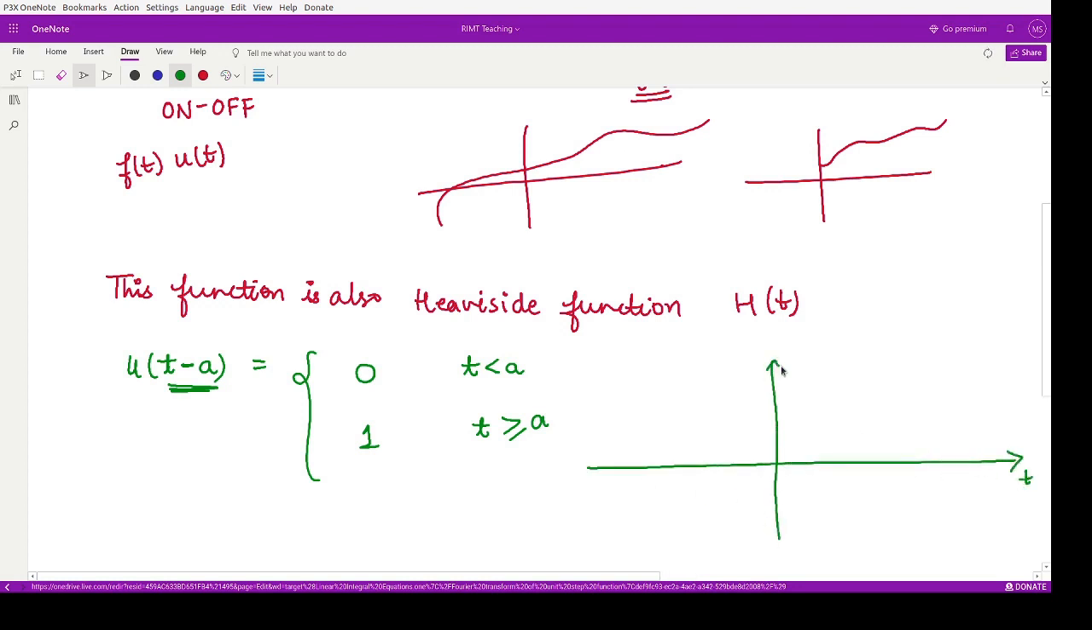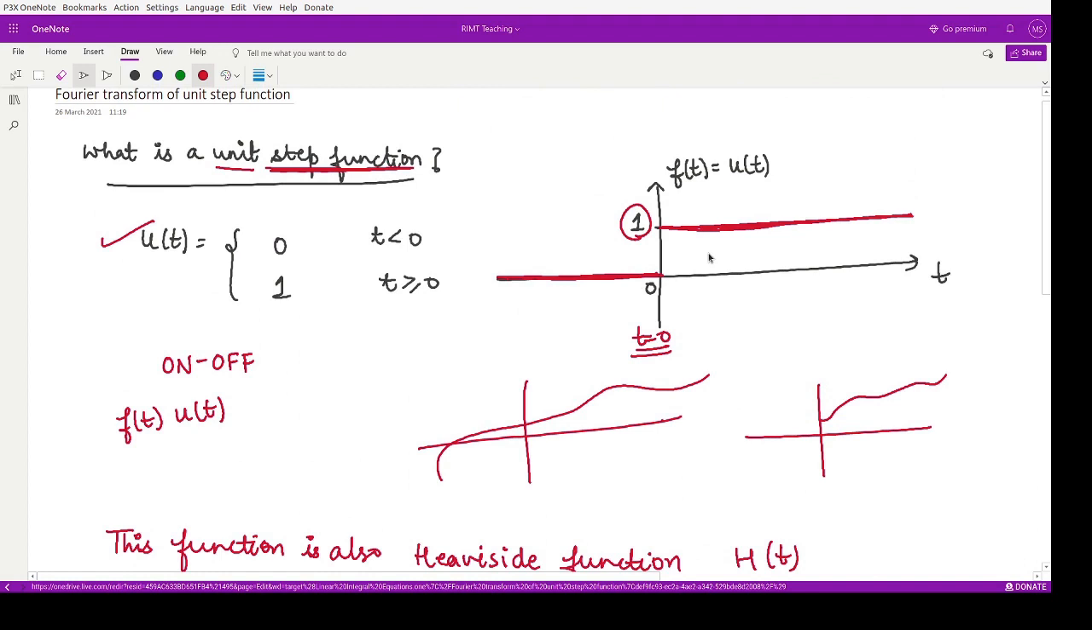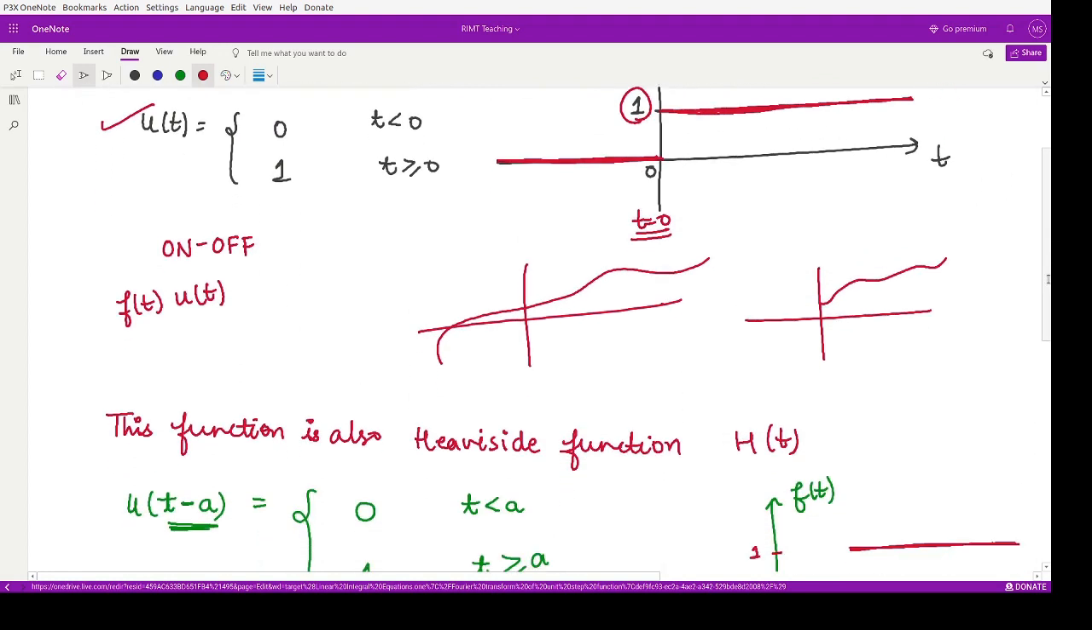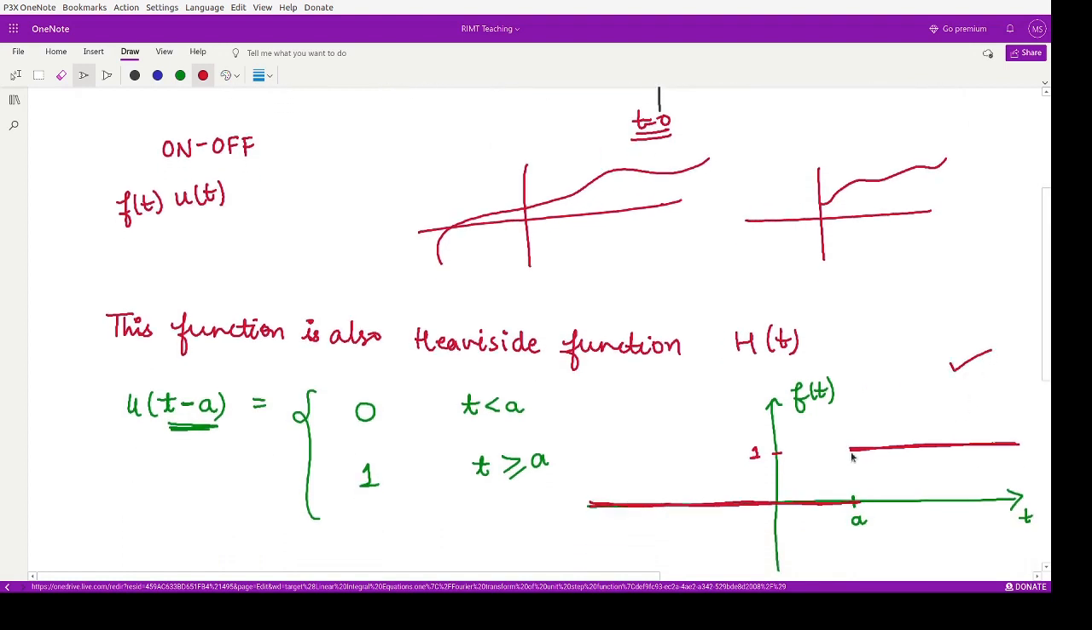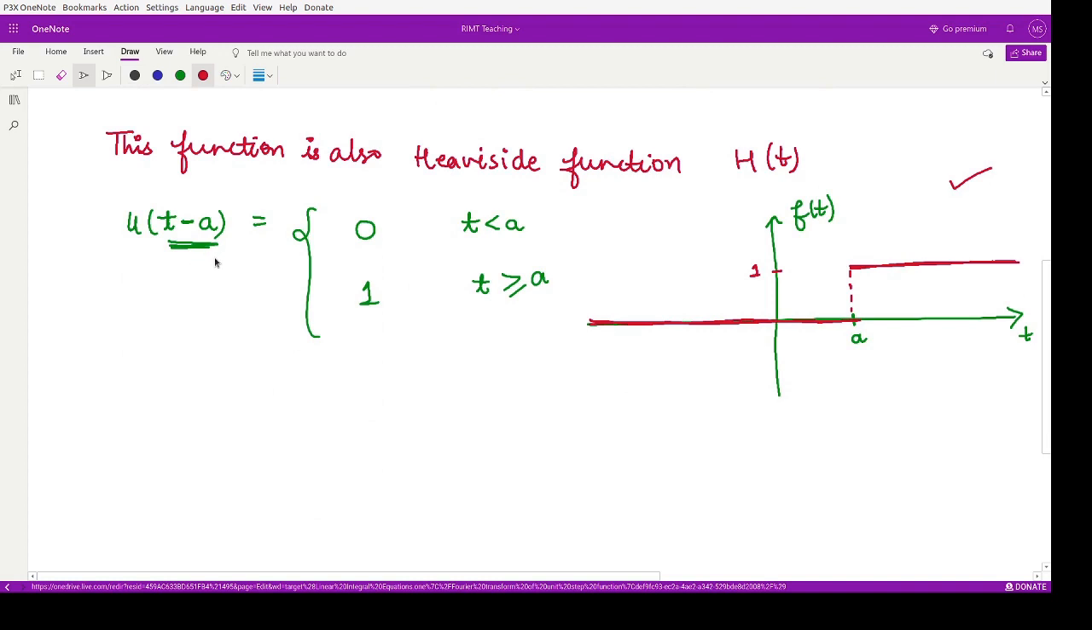So our function now looks like this. Suppose this is the t-axis, and say this is some point a. The point should lie somewhere here because I am taking this to be its displacement on the right hand side. So the function's value is equal to 0 whenever t is less than a, and it is equal to 1 whenever t is greater than a. So your function has been displaced to the right hand side by a units. And at the point t equal to a, we have a discontinuity. So this is the unit step function displaced by a units.